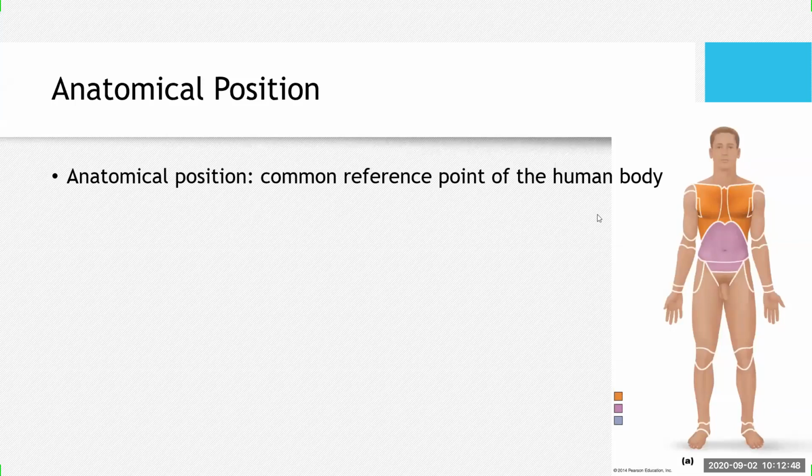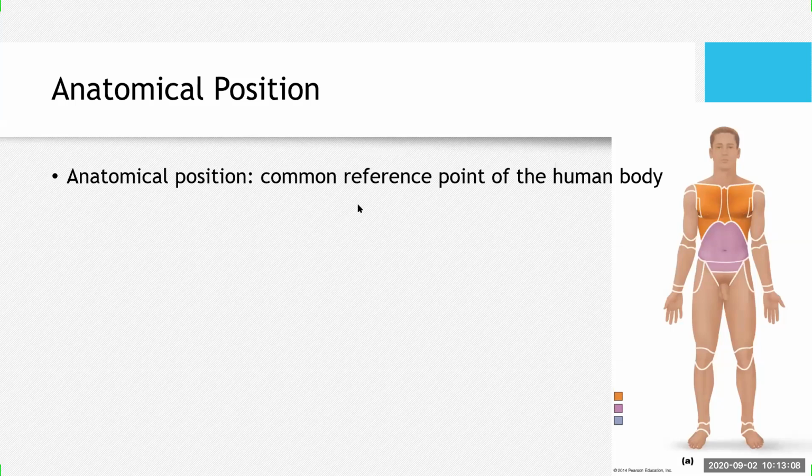All right, so this is how we refer to the body. In all scenarios, whether the person is lying down, face down, sitting, or standing, we're always going to refer to the body as if the person is standing.